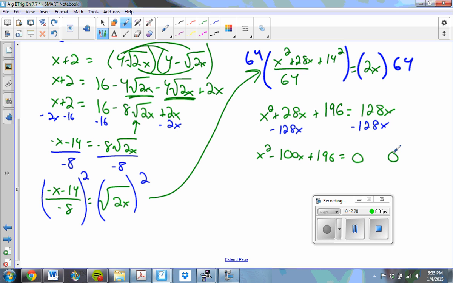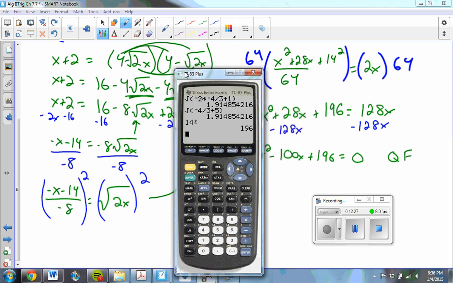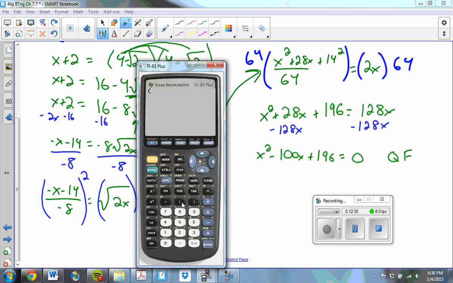I'm going to solve this by doing the quadratic formula. So I'm going to do, in parentheses, negative b, which is 100, plus the square root of 100 squared minus 4 times 1 times 196. Close my parentheses. I'm going to divide that by 2 times a.